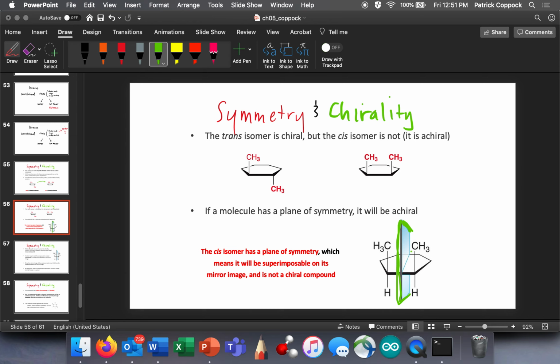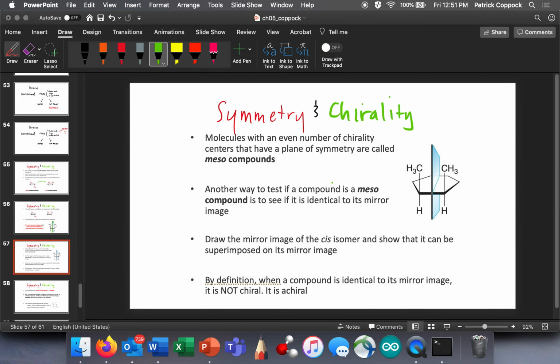All right, so we'll be looking for planes of symmetry here, and you'll have plenty of practice. So let's look at it even more. Molecules with an even number of chiral centers and a plane of symmetry are called meso compounds. Again, this is sort of redundant. If they have an even number of chiral centers and they have a plane of symmetry, they are called meso compounds. Okay?